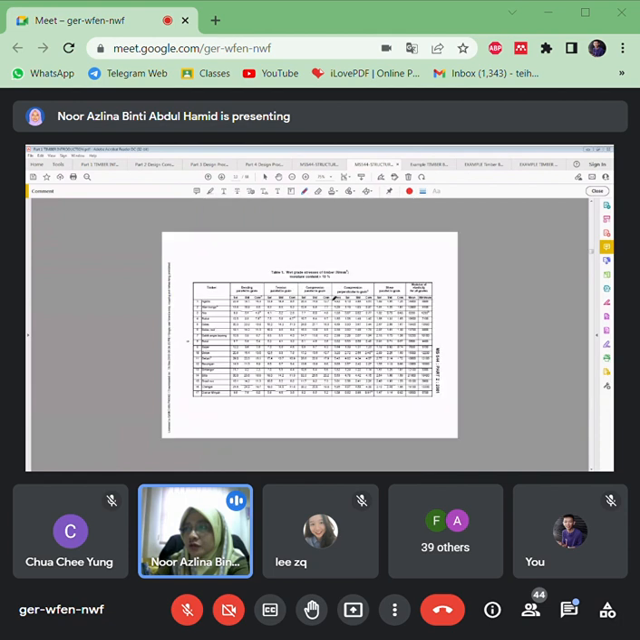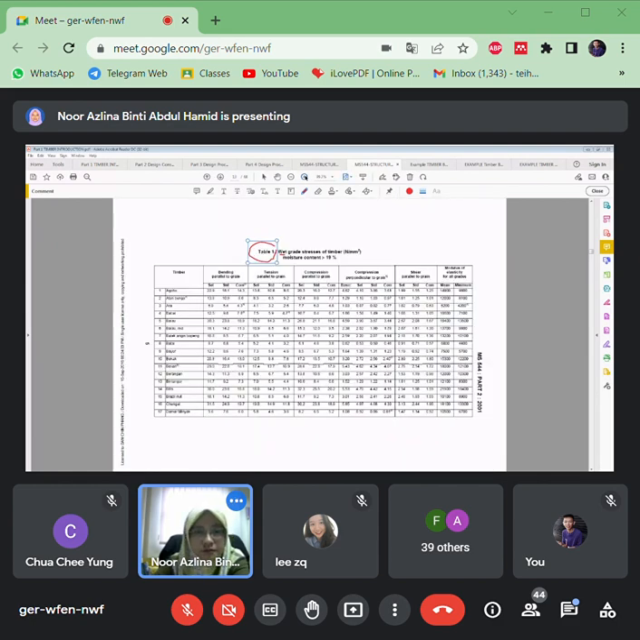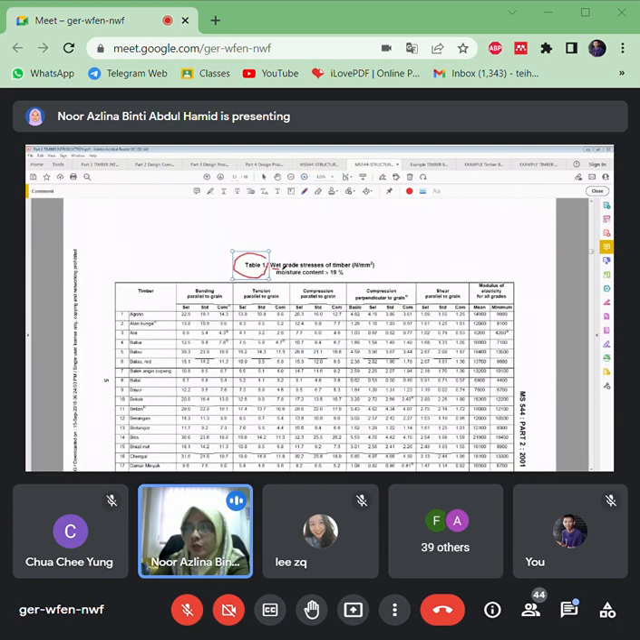So it starts with table 1 here. Referring to its title, this table is on wet timber. Korang nampak ke? Okay, so this is the wet timber, with moisture content more than 19%.